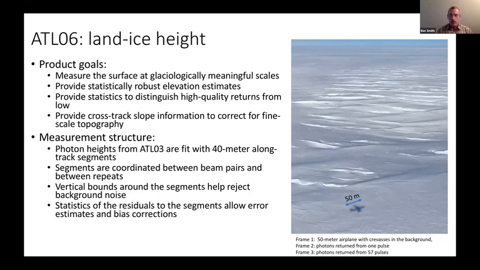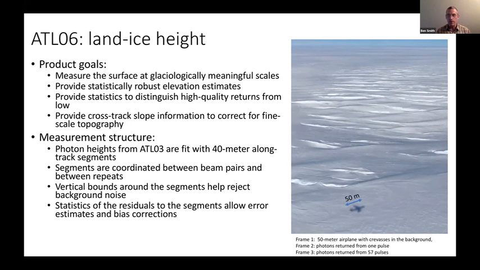So the picture on the right is a picture of a crevasse field in Antarctica. These are marginal crevasses that are spaced at tens of meters. The shadow on the ground is the shadow of a DC-8, which is about 50 meters long. And so you can see that despite the fact that the surface is broken up at small scales, there are areas within this crevasse field that are coherent flat surface at a scale of about 50 meters.